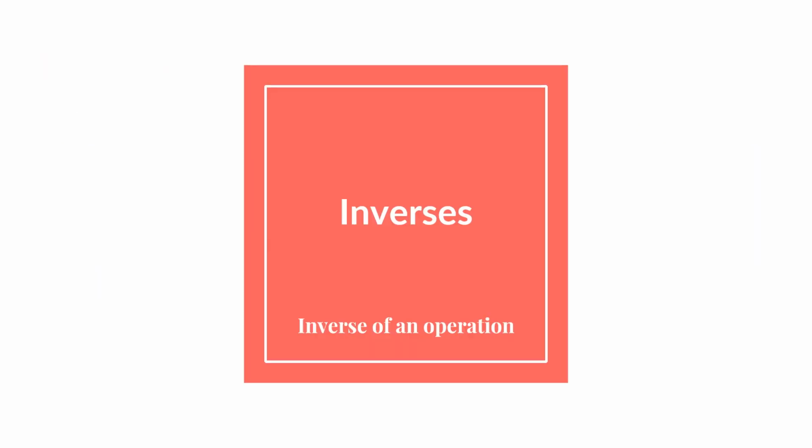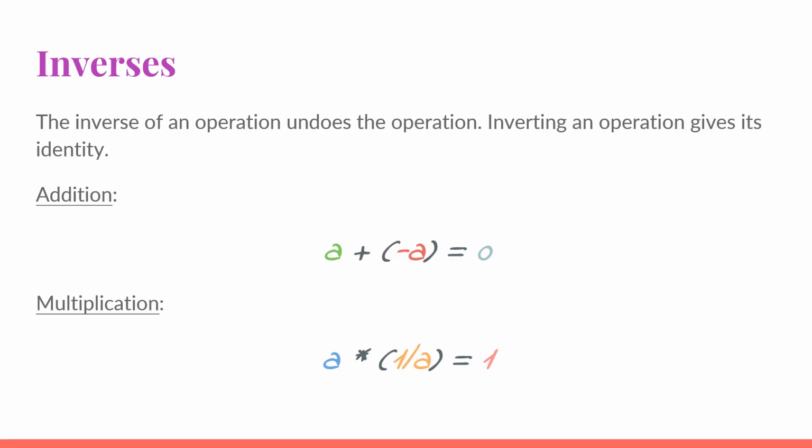Lastly, let's look at the concept of inverses, or the inverse of an operation. The definition of inverse is this. The inverse of an operation undoes the operation. So inverting an operation gives its identity. For example, when we have addition, to inverse or to undo addition, we apply subtraction. Therefore, subtraction is the inverse of addition. So if we have the number a, then a plus minus a gives us 0, 0 being the additive identity.